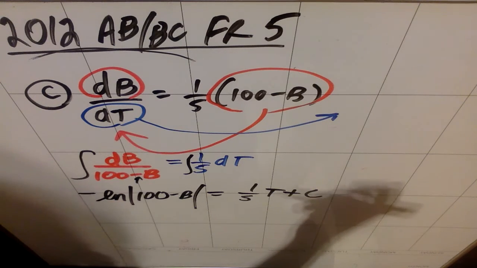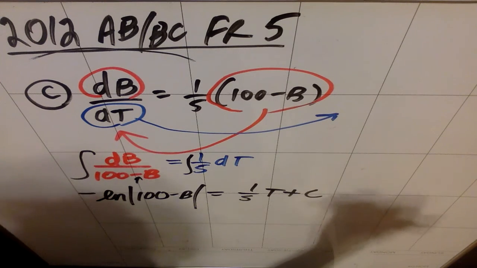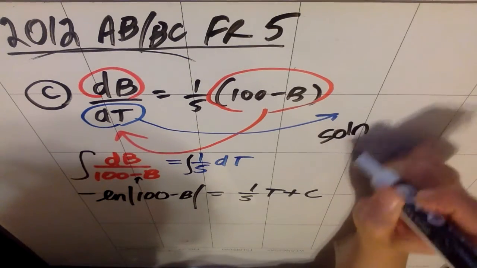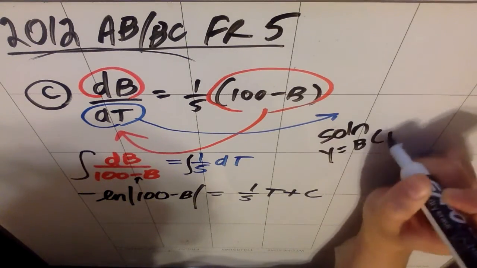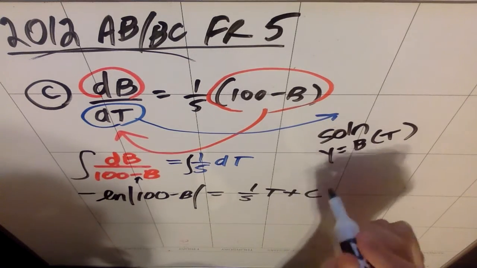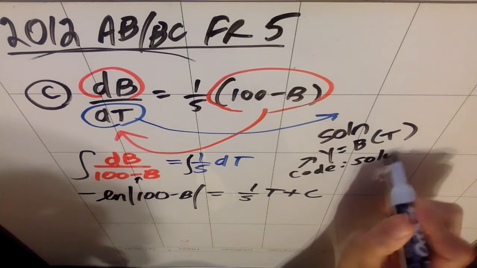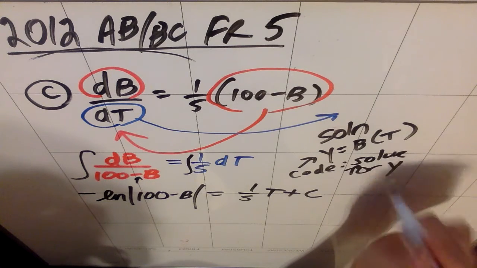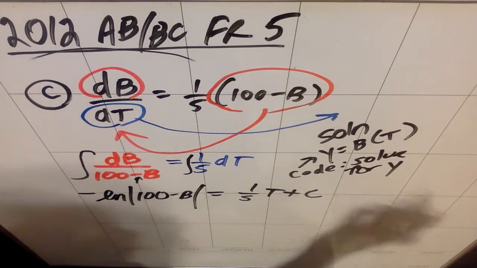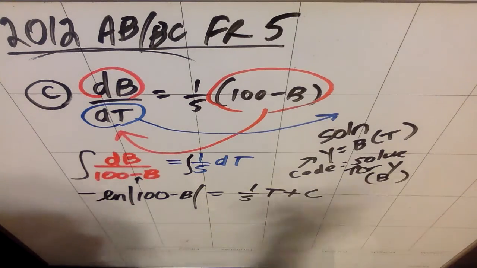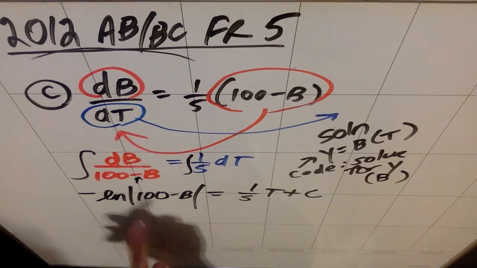Now, because it said to find the solution y equals b of t, they specifically said that they wanted the solution to be y equals b of t. That means you need to solve for y. So this is code for solve for y, or solve for b. So we have to solve essentially for this b.